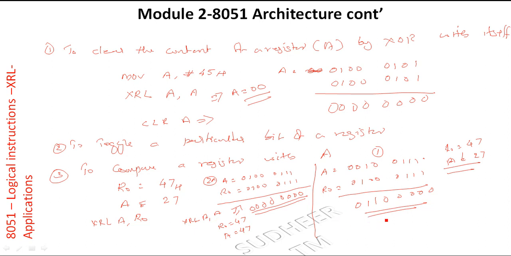So how can we compare two registers? We can perform XRL A, whatever register you need to specify here. Then jump on 0 or jump on non-zero, which we are going to discuss later. Jump on 0 or jump on non-zero commands we can use to perform some duty if they are equal, otherwise perform another set of duties. So that is the third application of the XRL instruction.